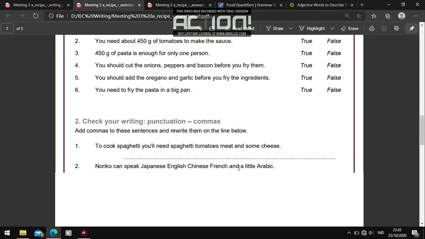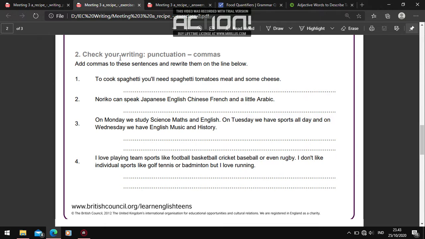Okay, now let's see the second one. Check your writing punctuation. Remember last meeting what I told you before? We want to learn about punctuation. But now the punctuation is commas. Add commas to this sentence and rewrite them on the line below. So let's do just number 1. To cook spaghetti, you'll need spaghetti, tomatoes, meat, and some cheese. Can you guess where to put commas? Where can we put commas?